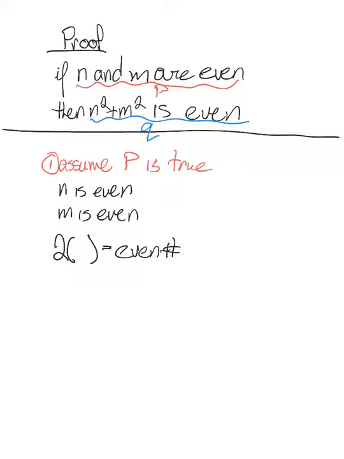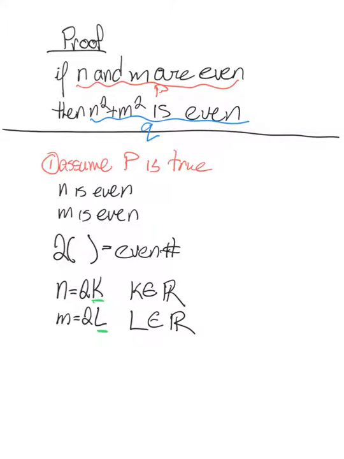So now let's define our variables, our n and our m. We're going to say n equals 2k and m equals 2l. But since we introduced the k and the l, we have to define them, because you have to define everything you introduce. Therefore, we can say k is within the reals, and l is within the reals. Basically what that means is that k and l can represent any single number you can possibly think of.